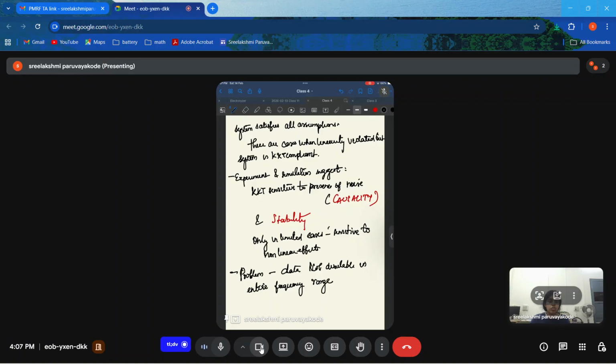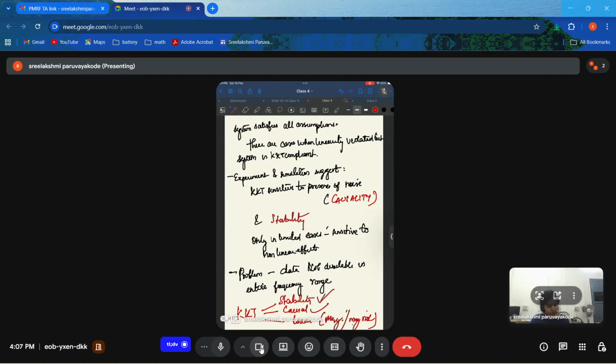So KKT validation gives the confidence that the system is linear and stable and causal, but not necessarily linear. Okay, so that is something you have to understand. KKT can identify stability, it can identify causality, and when it comes to linearity, it may or may not. This is about the challenges.